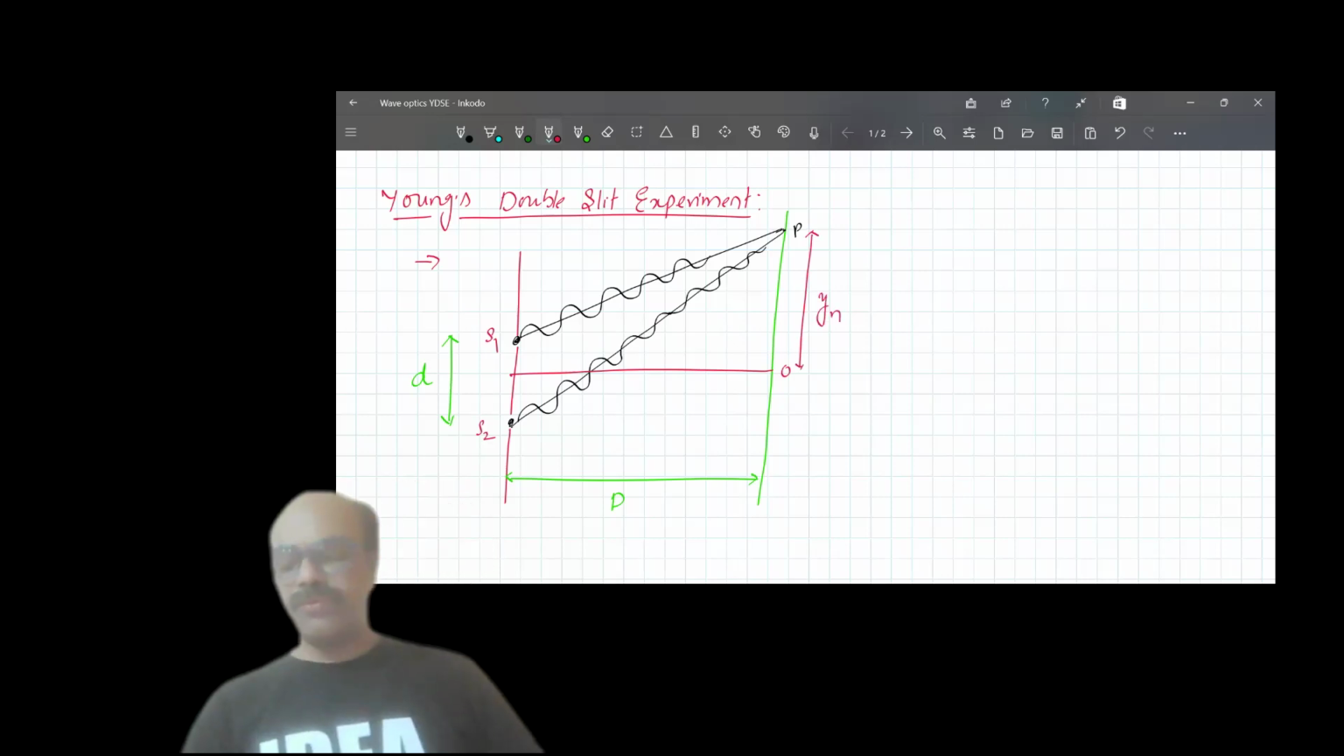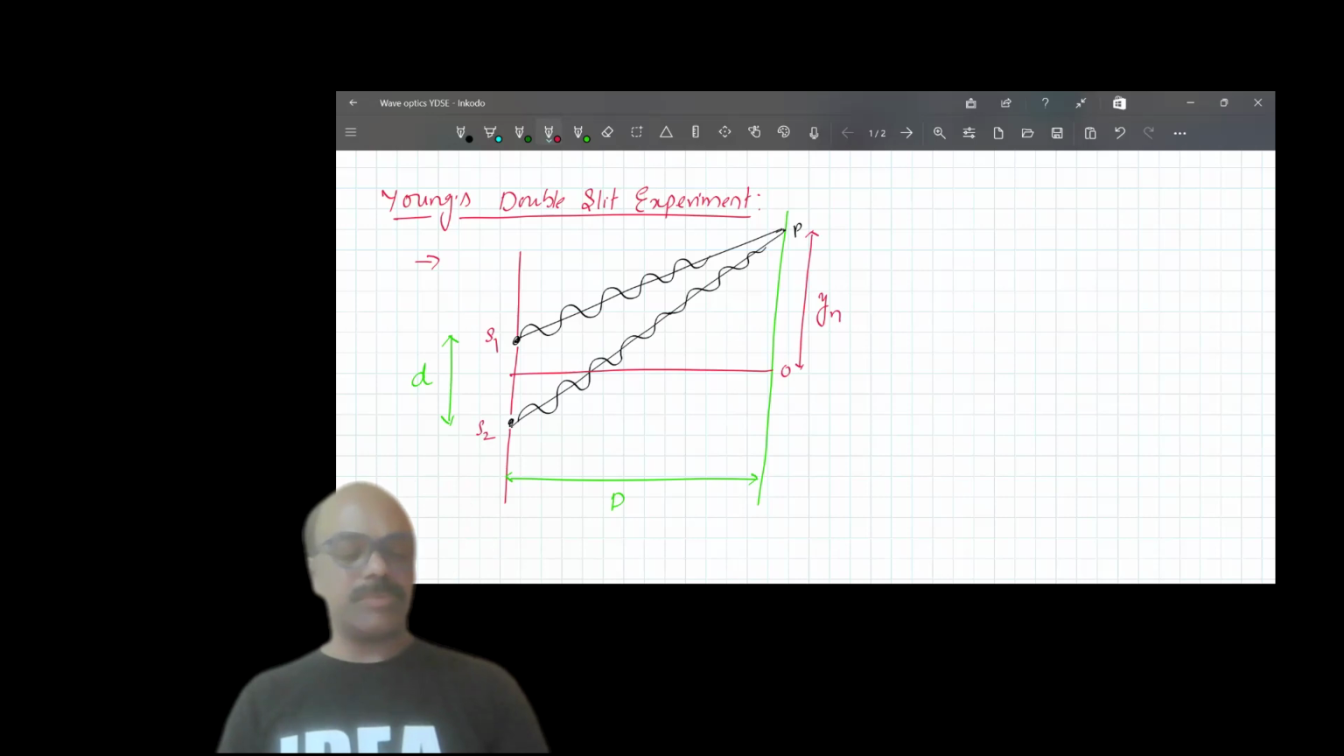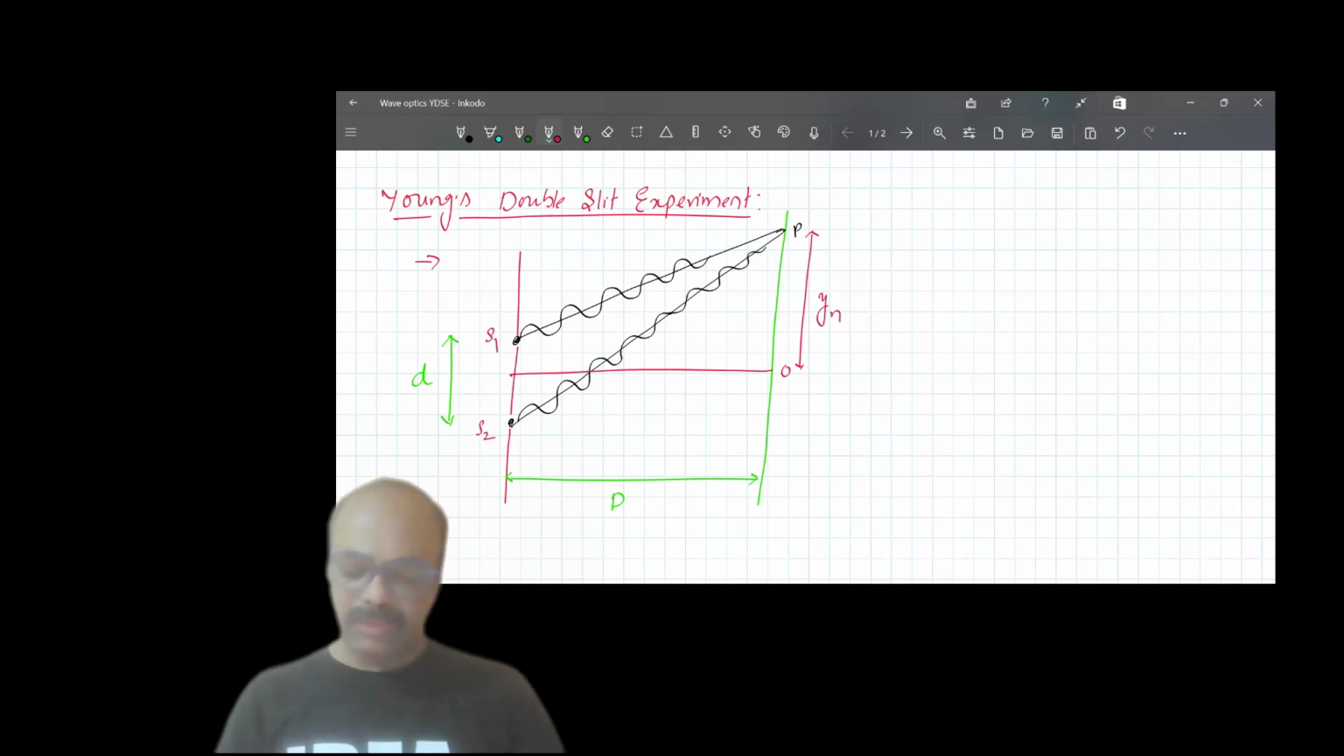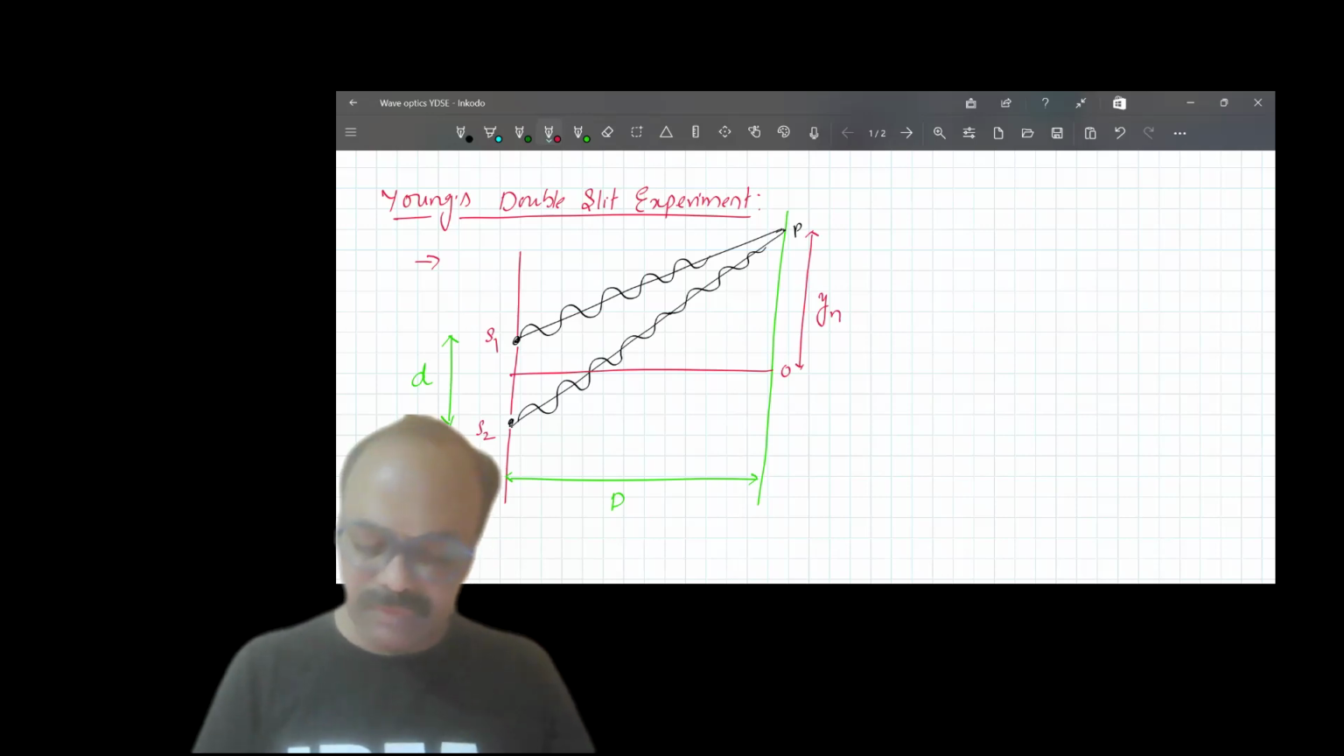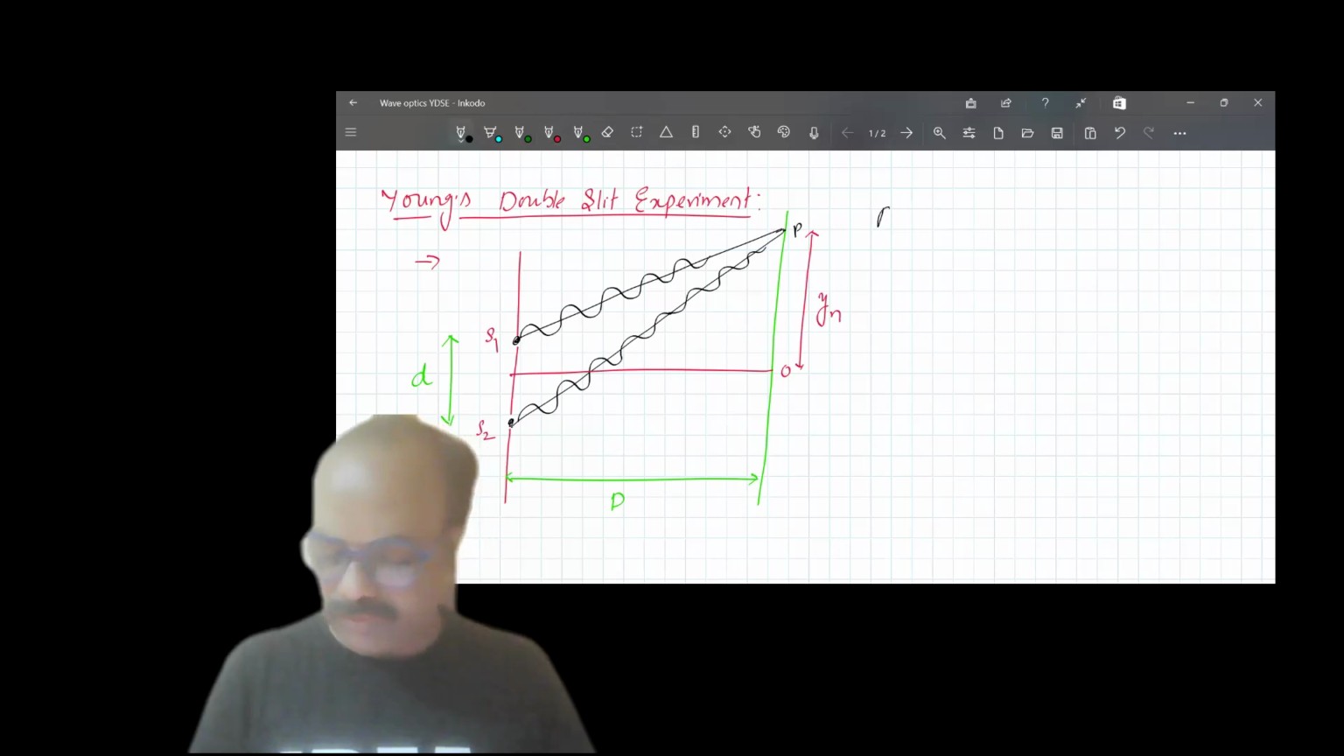I will explain a few things about this experiment, how the questions will be asked from the examination point of view only, not a detailed explanation. First we should know what the fringe width is, how the bright fringes form, and how the dark fringes form.